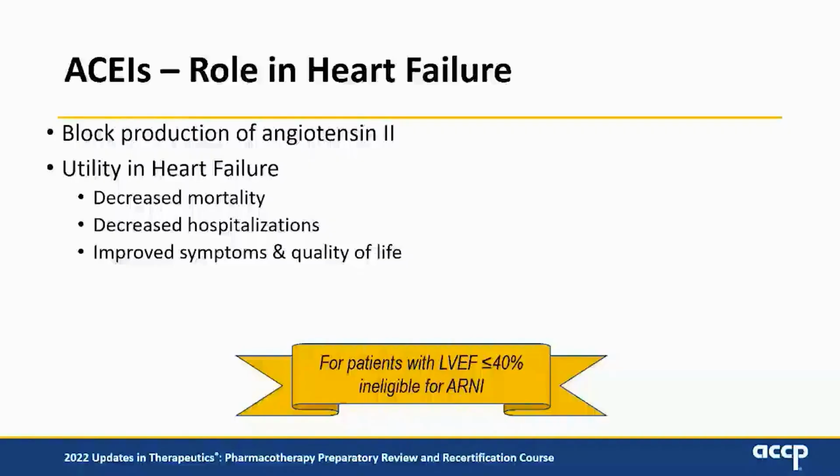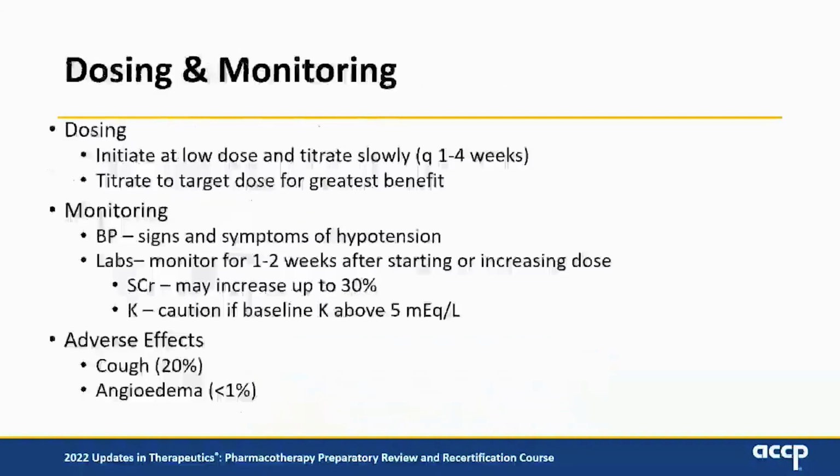My little banner on the bottom is telling you that these are for patients with an EF of 40% or less, and now the guidance specifically says those ineligible for an ARNI. So ARNI being our sacubitril/valsartan combination product. The guidelines do specifically say now we do prefer that drug over an ACE or an ARB whenever possible, but ACE inhibitors are reasonable for patients who can't be on that.